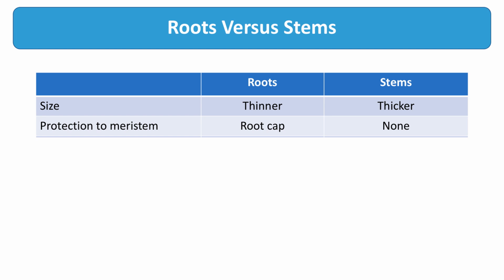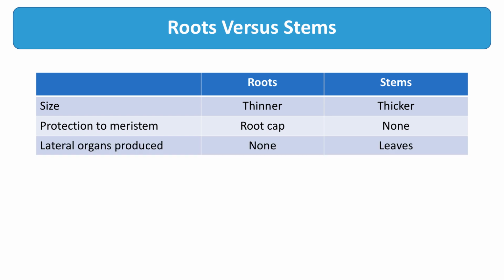Secondly, the root apical meristem is covered by a root cap that protects it as it grows. The shoot apical meristem is not covered. The root cap can be rubbed off or damaged during growth in the soil, so it is continually being supplied with new cells produced by the root apical meristem.